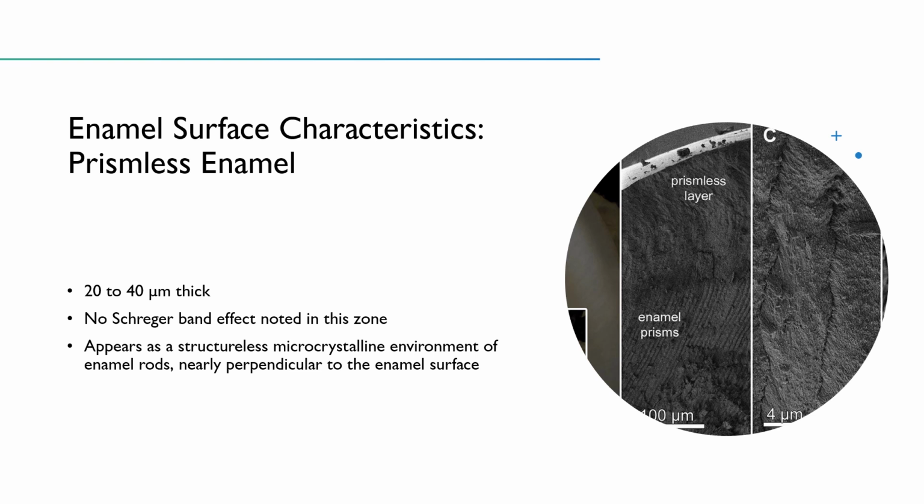Now there's also a layer of prismless enamel. So what this means is there is a layer that is kind of structureless. This is right on that outer surface of the enamel where the enamel's almost completed its development. It is an area that is actually quite thick, 20 to 40 microns thick. In this area, there are no Schreger bands noted, so none of those light and dark bands. Okay, so this picture is showing this section here of prismless enamel. You see that there's none of those light and dark bands like we see in this layer. And they are actually perpendicular to the enamel surface.